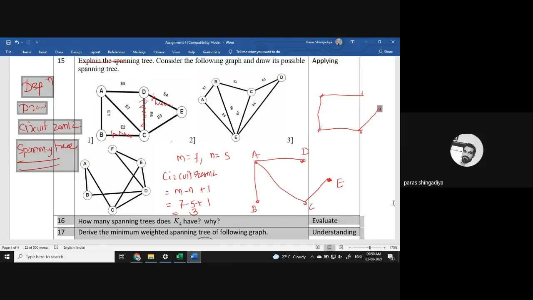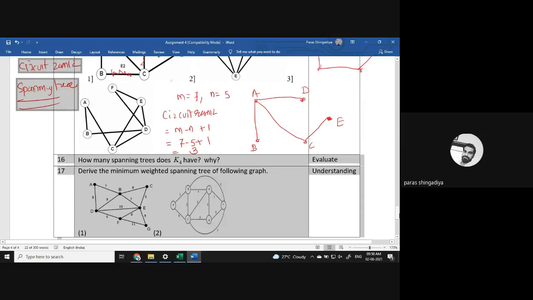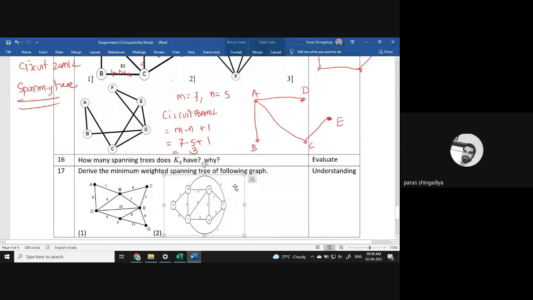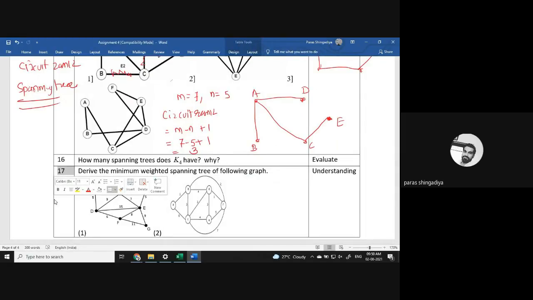Question number 16. How many spanning trees can you draw? How many spanning trees of K4? So here you also have to draw all the possible spanning trees of K4. That question was already done in the lecture. ठीक है, K4 का हमने एक graph consider किया था, and we can create 16 spanning trees. So how many spanning trees can you create in K4? तो इसमें आंसर आएगा 16.